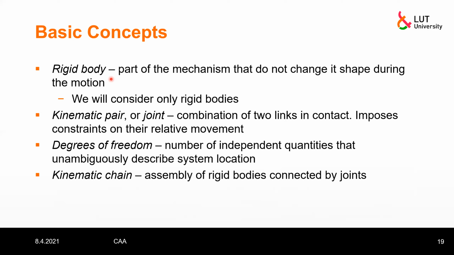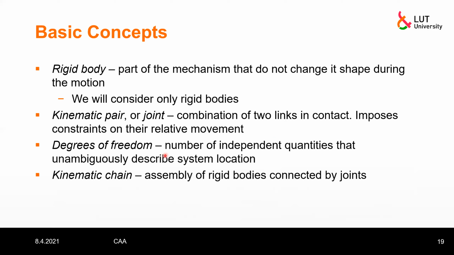It of course makes analysis far easier, because in theory for a rigid body we need in the planar case only 3 coordinates, and for a deformable body we need an infinite amount of coordinates. We'll consider only rigid bodies, and this is valid for many practical applications. A kinematic pair, also called a joint, is a combination of two links in contact, and it imposes constraints on their relative motion. We will describe it shortly.